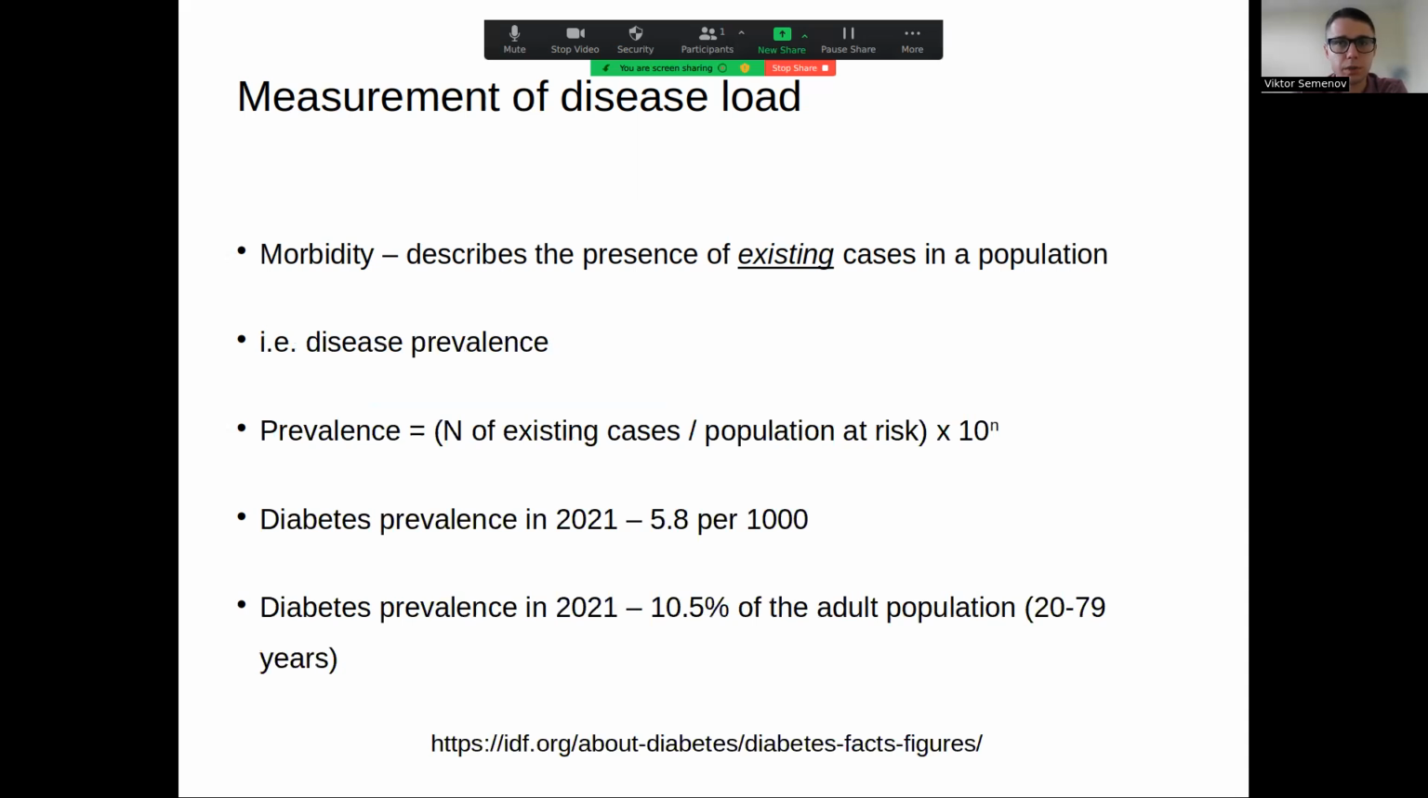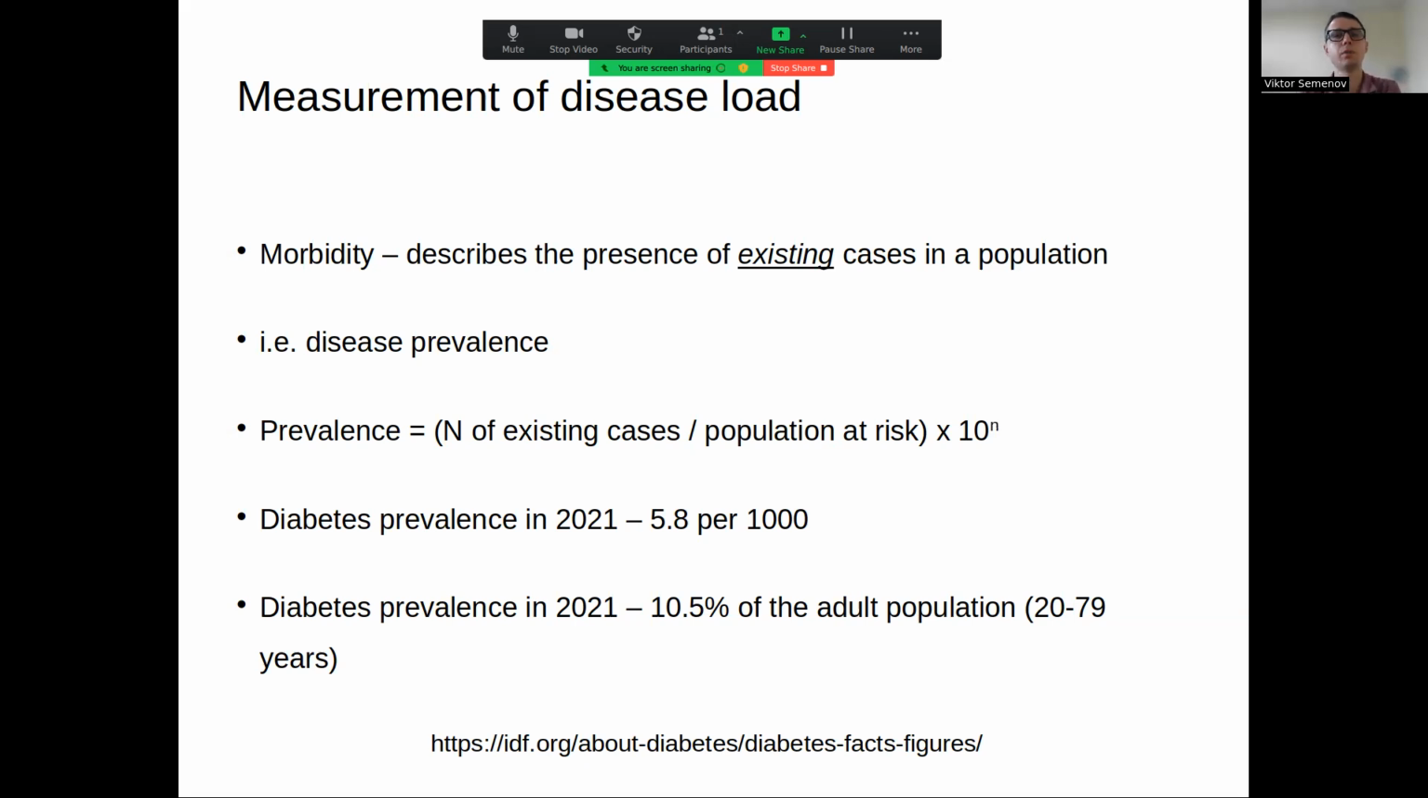So let's begin with morbidity. Once again, it's the number of present cases in a population at a given time. Otherwise, it's called disease prevalence. It is calculated as the number of existing cases divided by the population at risk. It's very important, population at risk, and multiplied by some coefficient. Usually, the coefficient depends on the size of the population, for example, if we're speaking about worldwide prevalence, or it might also depend on the prevalence itself. Usually, we use large numbers.